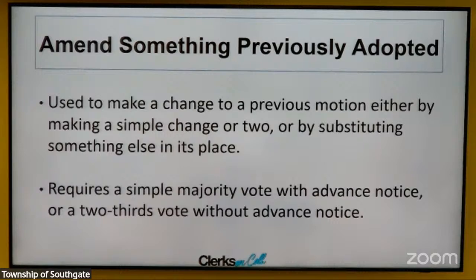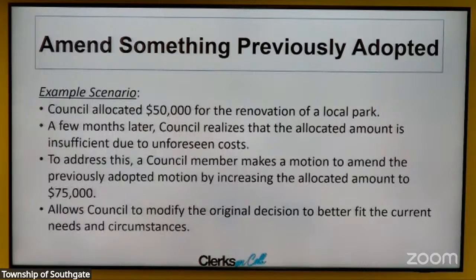It might also be, and this leads me into my next example, a situation where council allocated $50,000 for the renovation of a local park. And then a few months later, they realized that the allocated amount was insufficient due to some unforeseen cost increases. So to address that, a council member made a motion to amend the previously adopted motion to increase the allocated amount by $70,000. So you still want to proceed with the renovation of the local park, but you realize you now need a different allocated amount. So this is just an example that amends something previously adopted. It allows council to modify the original decision to better fit its current needs or circumstances.